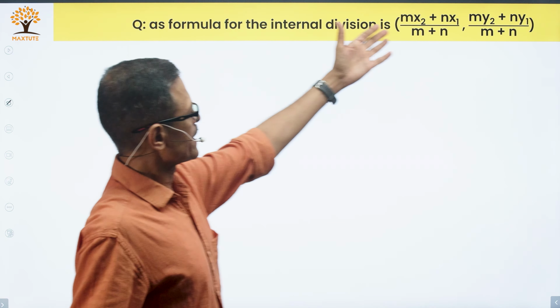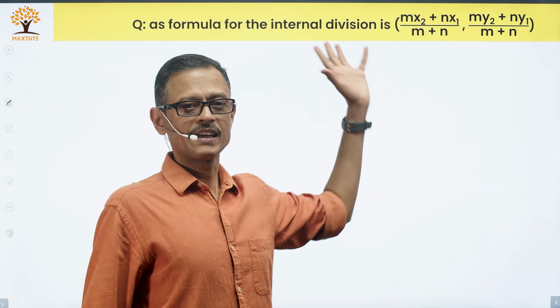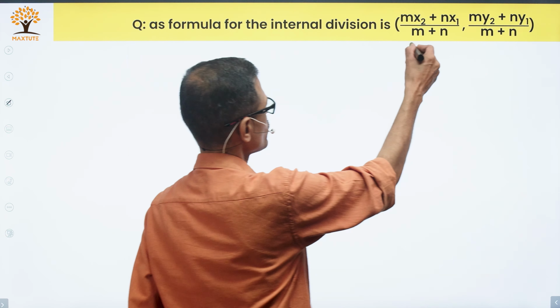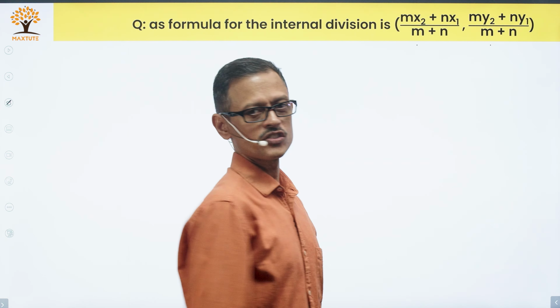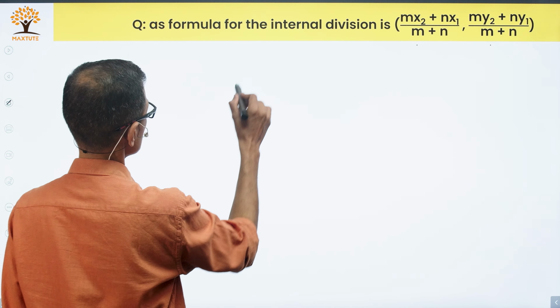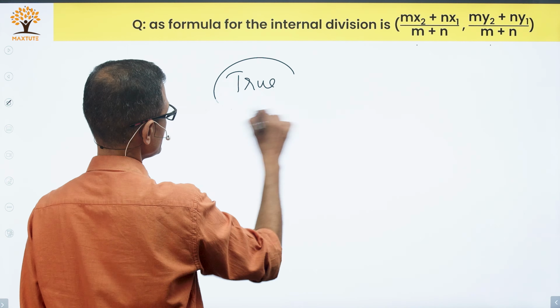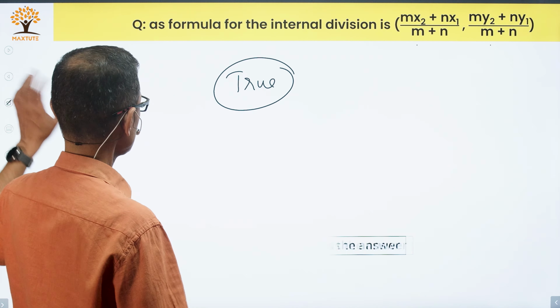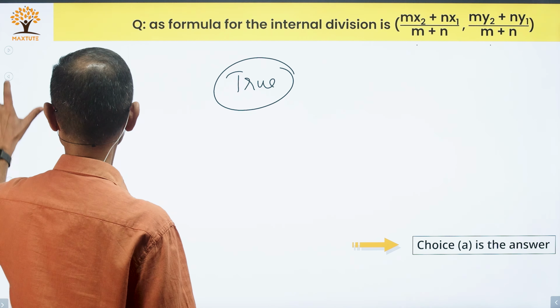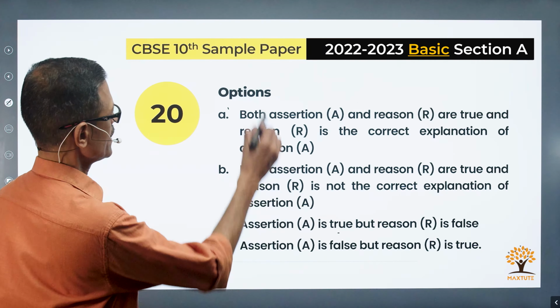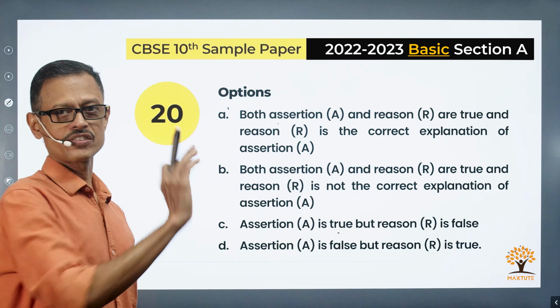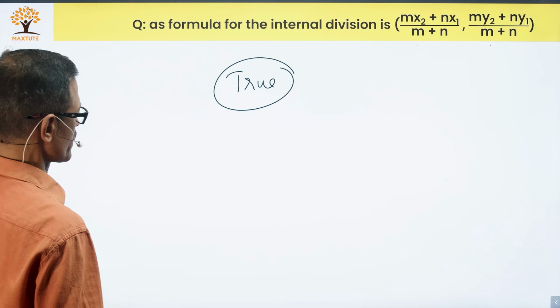Let's look at the reasoning. The formula of the internal division is mx2 plus nx1 by m plus n, my2 plus ny1 by m plus n, which is what we used. We did not go for this, we just took this, but this is the reason as to why it works. So the reason is true, and the reason is the reason why we got that assertion holding good. So assertion and reason are true. We'll go back to the answer options. Assertion is true, reason is true. The reason is the explanation for this assertion. So choice A is the correct answer to the question.